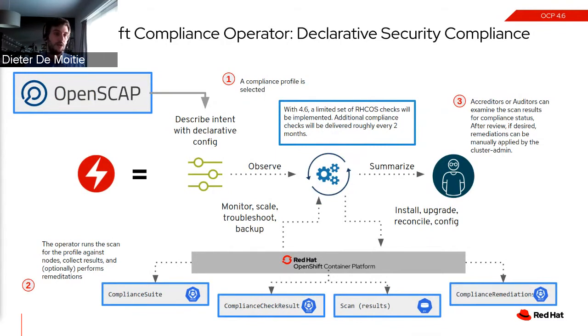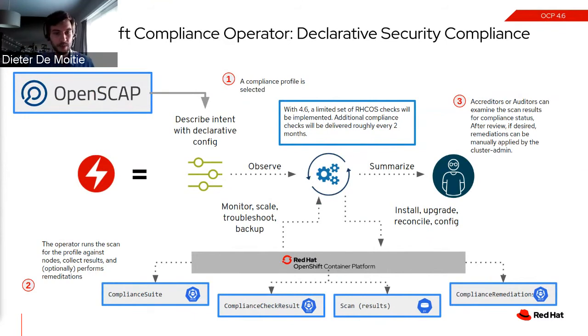It scans both the cluster and the worker nodes against the defined profile. When you install it, there are a few profiles available, like the CIS OpenShift benchmark. But you could also create your own profile or tailor an existing profile and pick the rules that you want in there.